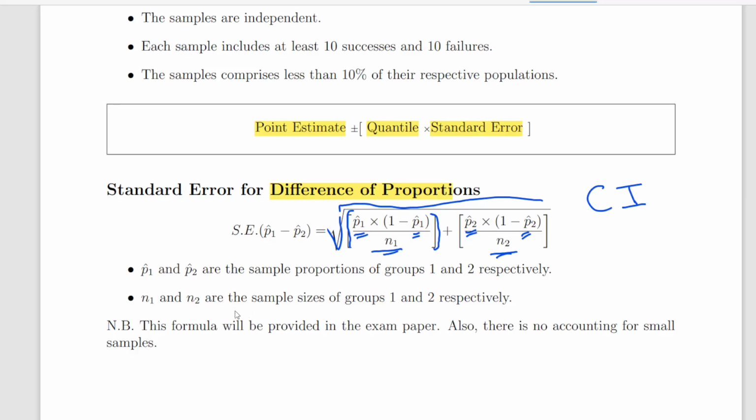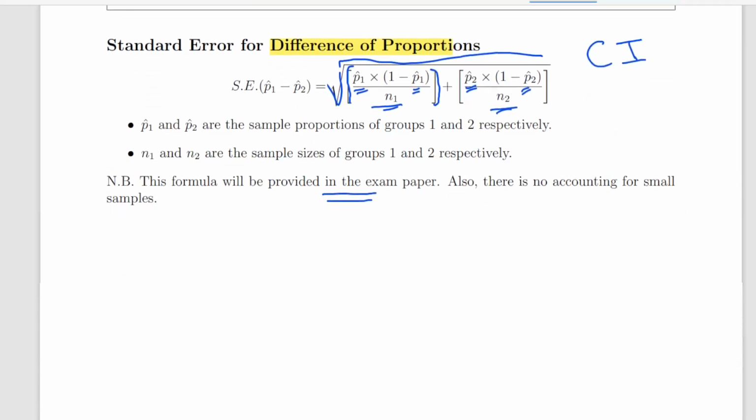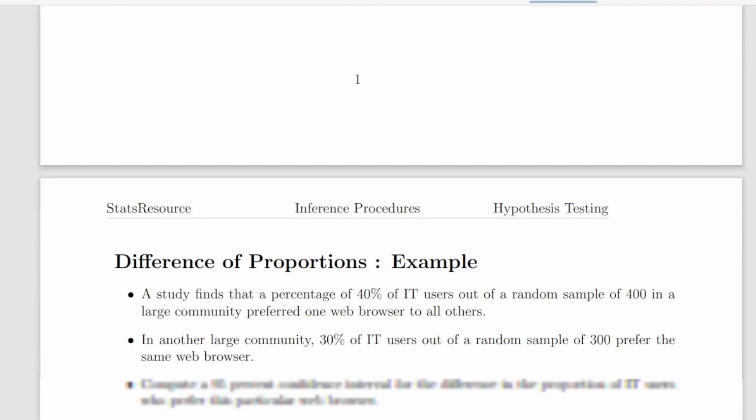Now, you should see something like this in the back of the exam paper, or some sort of log tables or something like that. That's fairly consistent because it's not something you easily remember. Just as a quick remark, there's no accounting for small samples in any of these questions relating to proportions. They are assumed to be large sample procedures, so we don't have to worry about that.